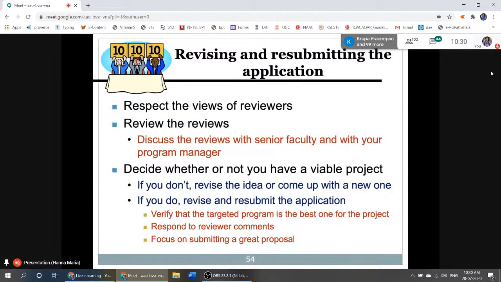I made a statement here: review the reviews. Whatever reviews you got, you have to systematically study these and review them very clearly. Decide whether or not you have a viable project. If you don't, revise the idea or come up with a new one. If you do, revise and resubmit the application. Next one, please.